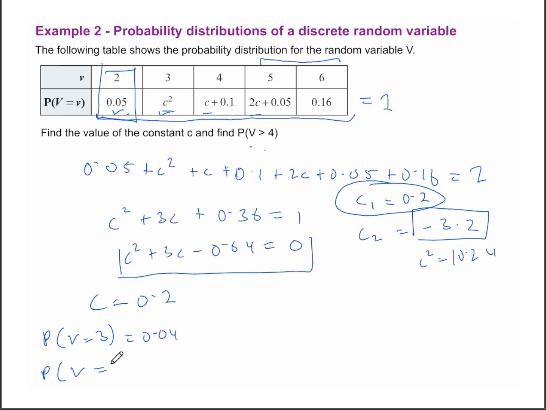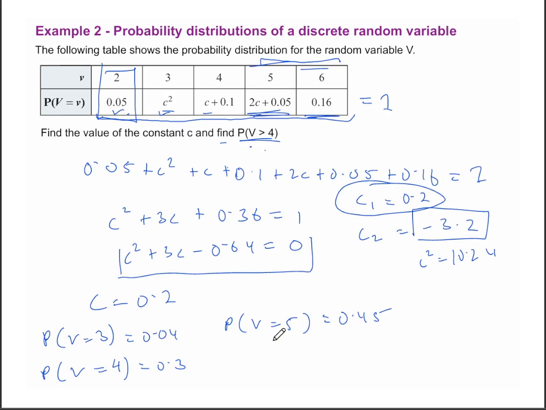Probability of v equal to 4 is 0.3. Probability of v equal to 5 is 0.45. Now we are told to find the probability of v being greater than 4. V being greater than 4 means that v can be either 5 or 6, because remember, we have a countable number of possibilities. So v can be 5 or v can be 6.